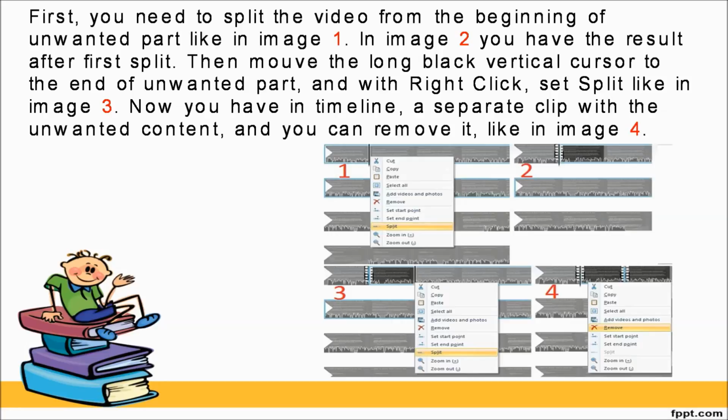First, you need to split the video from the beginning of the unwanted part like in image 1. In image 2 you have the result after the first split. Then move the long black vertical cursor to the end of the unwanted part, and with right-click, set Split, like in image 3. Now you have in the timeline a separate clip with the unwanted content, and you can remove it, like in image 4.